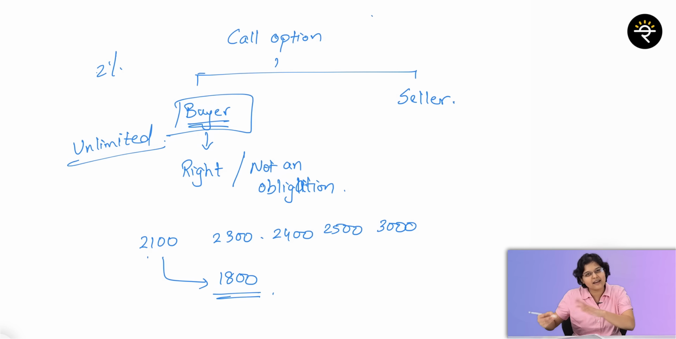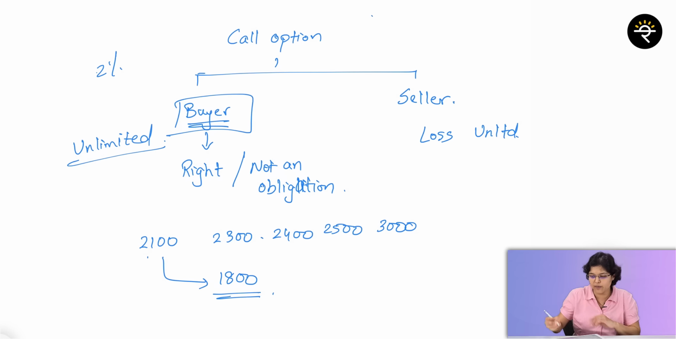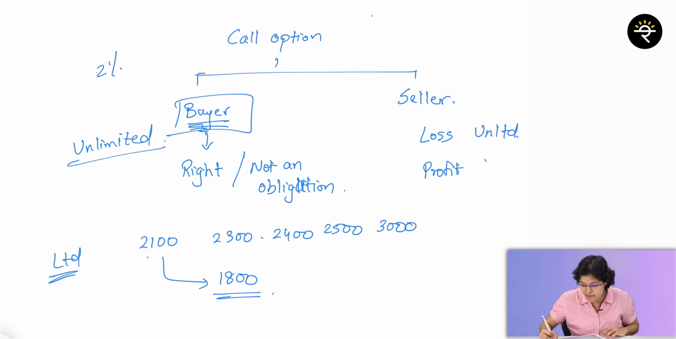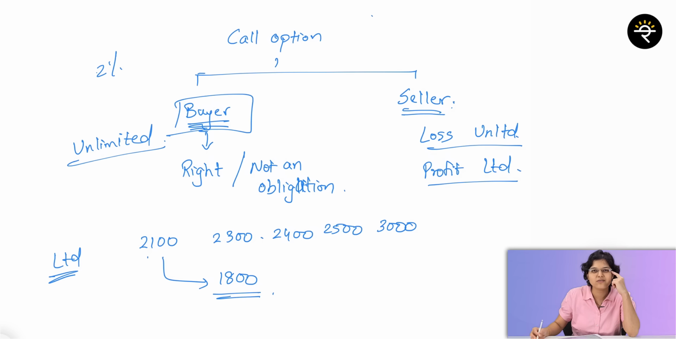For a call seller, it's obviously exactly the opposite. Here, loss will be unlimited. So it is just like a mirror image. Here profit was unlimited, here loss will be unlimited. And for the call buyer, the loss was limited to the amount of premium paid, and for the call seller, the profit is going to be limited to the amount of premium received. So I know you might be thinking that if a call seller has limited profit and unlimited loss, do call sellers really exist?